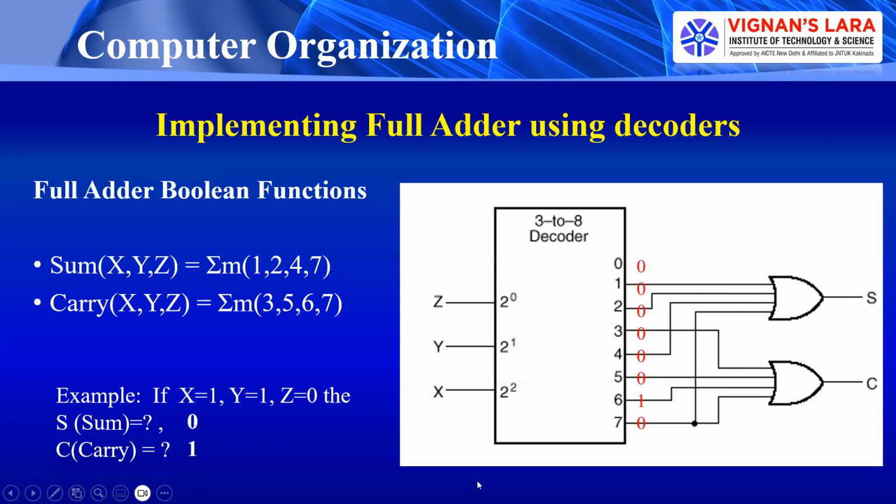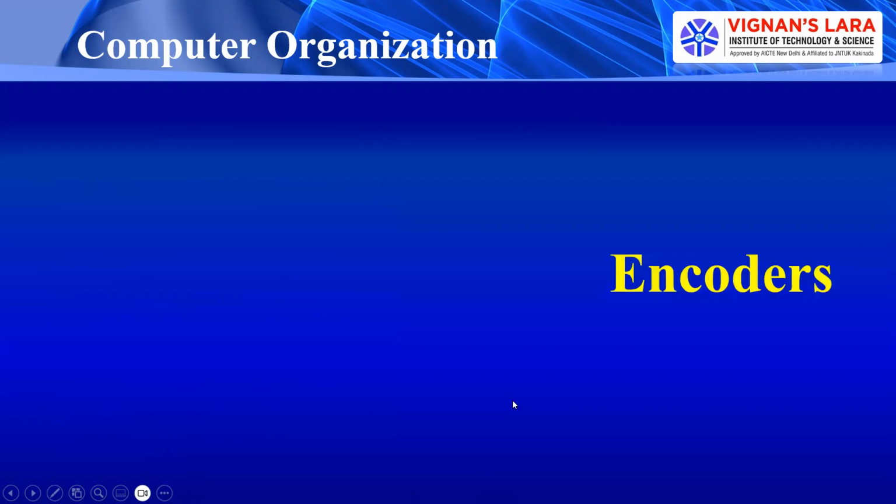So how will it be present? See here. For this combination, output 6 was active, right? So 1, 1, 0, 6 was active. So carry value is 1. So 6 is given to the OR gate which produces carry. And 6 was not connected to sum, so the sum output is equal to 0. So like this, we can implement the Boolean functions.